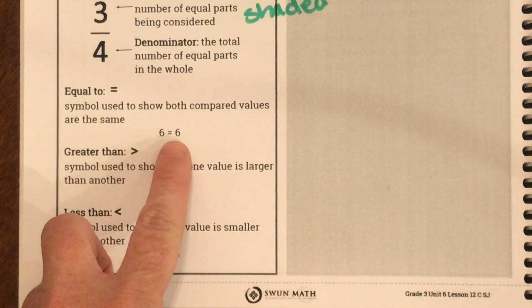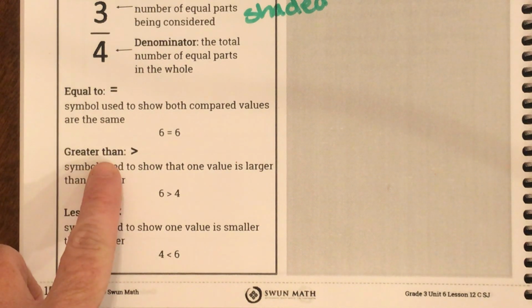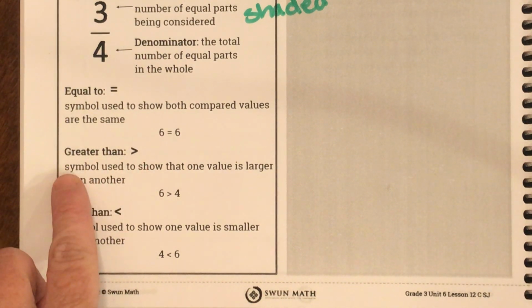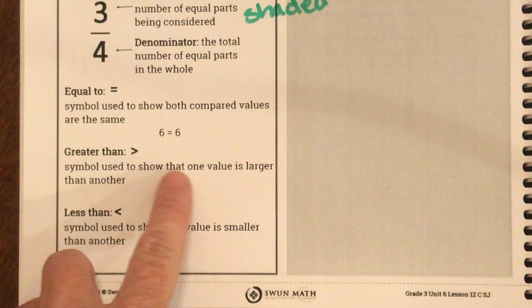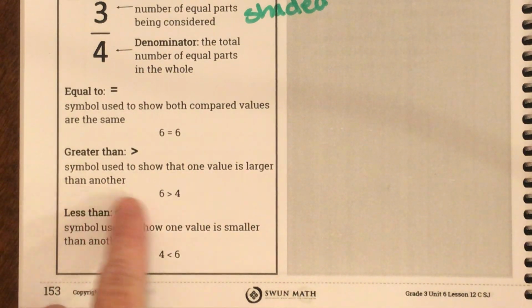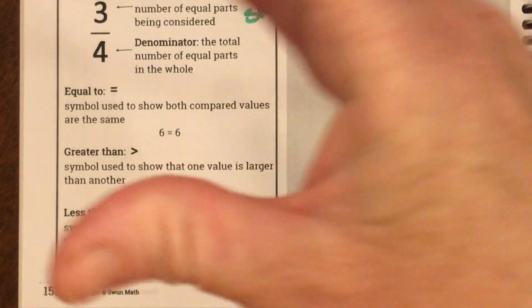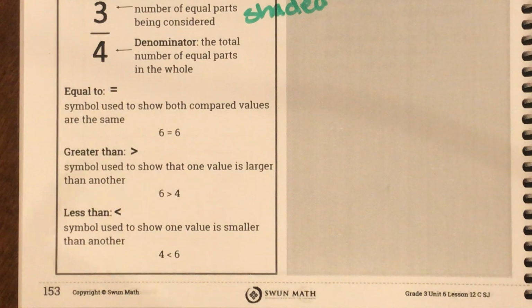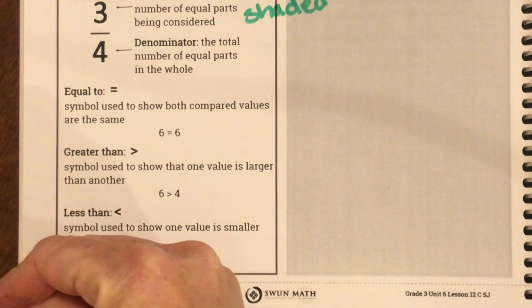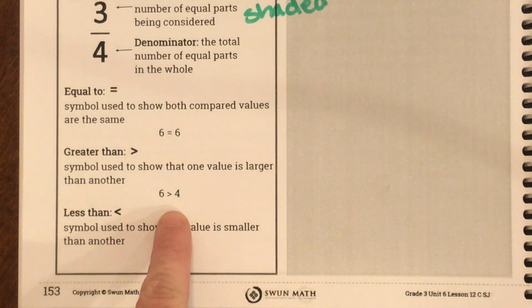So 6 equals 6. We have a greater than sign, which is the symbol used to show that one value is larger than the other. 6 is greater than 4. Now you remember from when you were younger, we always teach you the alligator grabs the bigger one. So here the alligator's mouth is gobbling the 6 instead of gobbling the 4.